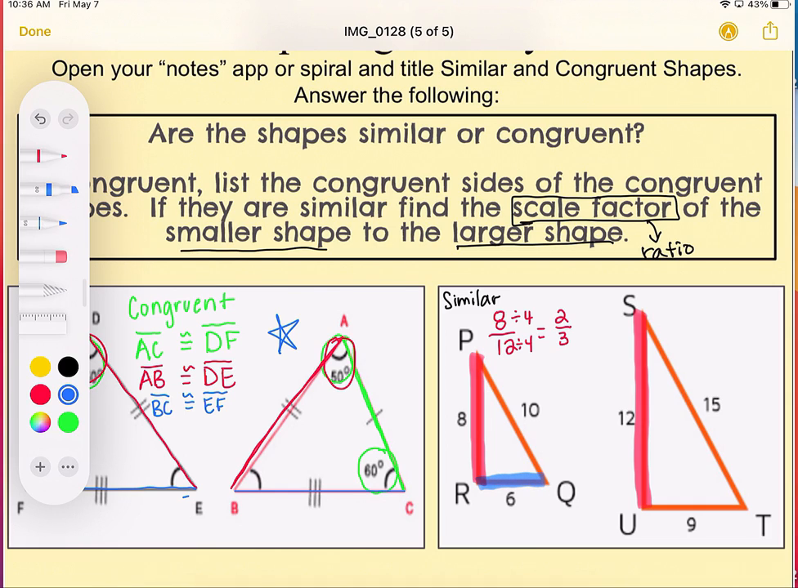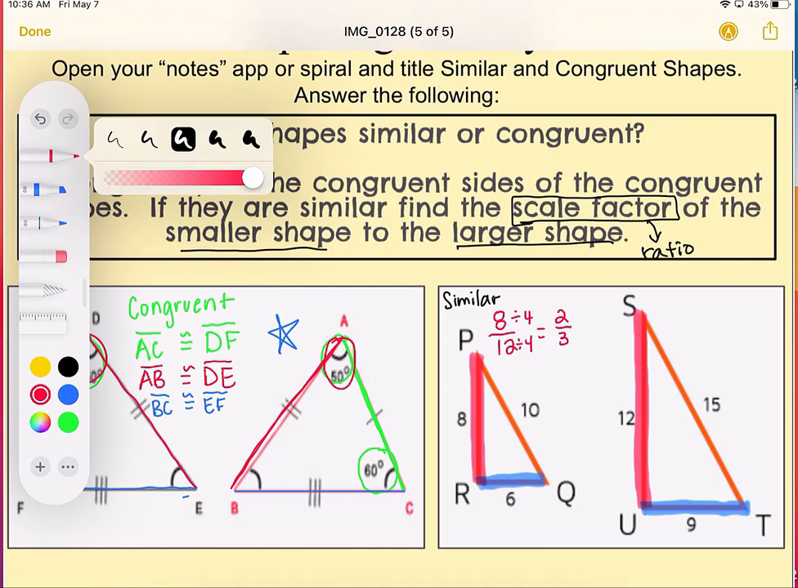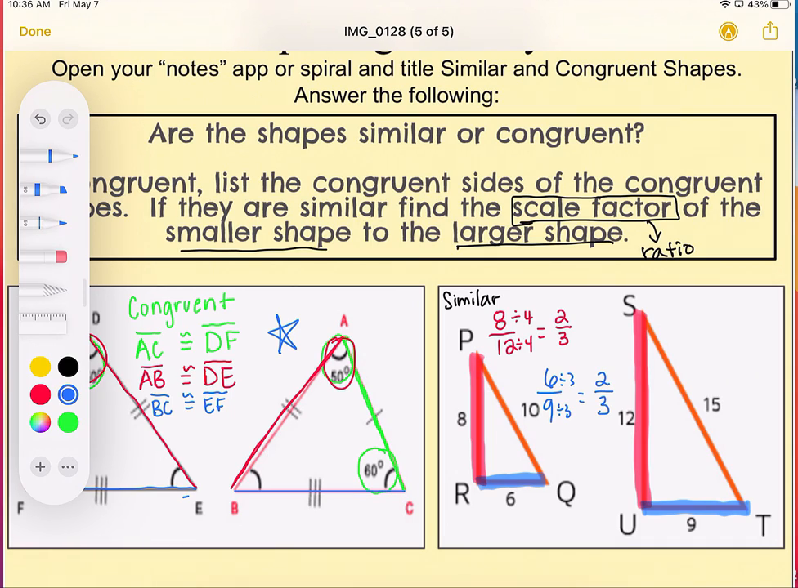So if we look at our small side here, we have 6 to 9. So let's go ahead. We have 6 over 9. Again, 6 and 9 are both divisible by 3. So that simplifies to 2/3. So far we're on the same track. They are in fact similar, but remember we have to check all of the sides before we can say for sure. So let's check this last set of sides.